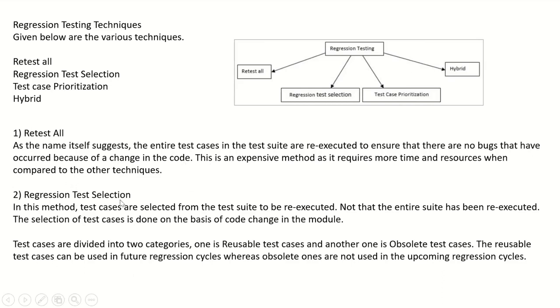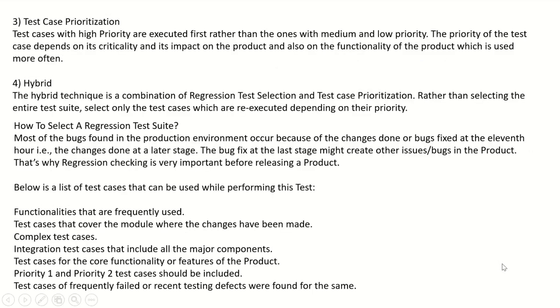Regression test selection: in this method, test cases are selected from the test suite to be re-executed, and the test cases are divided into two categories. One is reusable test cases and another is obsolete test cases. The reusable test cases can be used in future regression cycles, whereas obsolete ones are not used in the upcoming regression cycles.